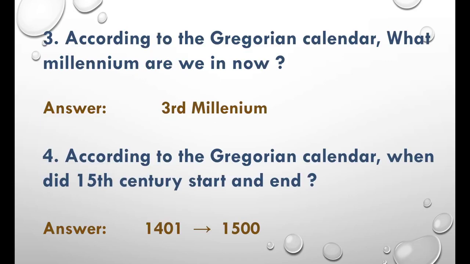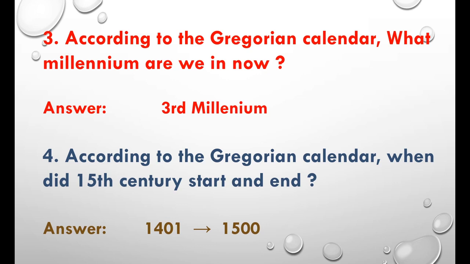Number 3. According to the Gregorian calendar, what millennium are we in now? Answer: we are now in the 3rd millennium. The first year in the 3rd millennium is 2011 or the 21st century.